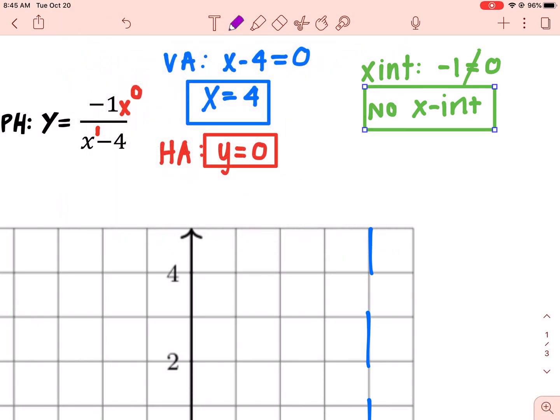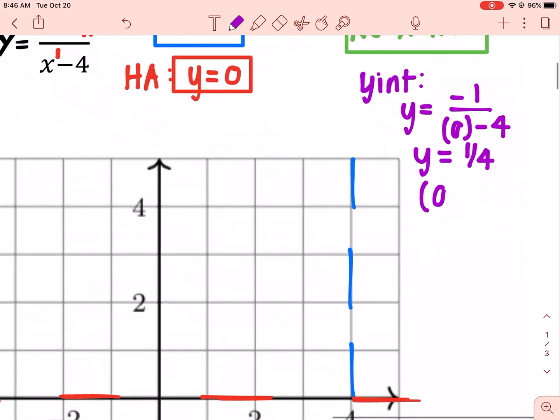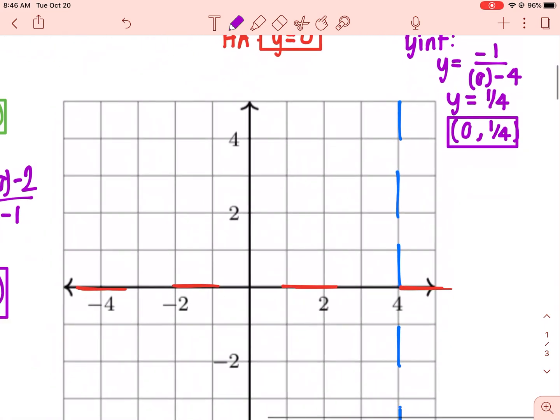Y-intercept is number 6. You set x equal to 0 and solve for y. So y-intercept, it's going to look like y equals -1 over, there's an x, put a 0. So my y-intercept is -1 over -4, or 1/4. It is a point, (0, 1/4). So we'll graph that.